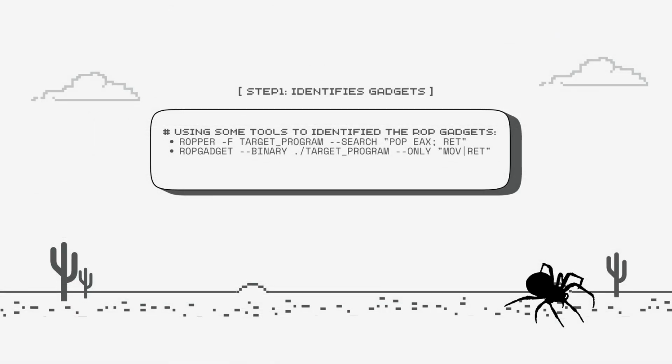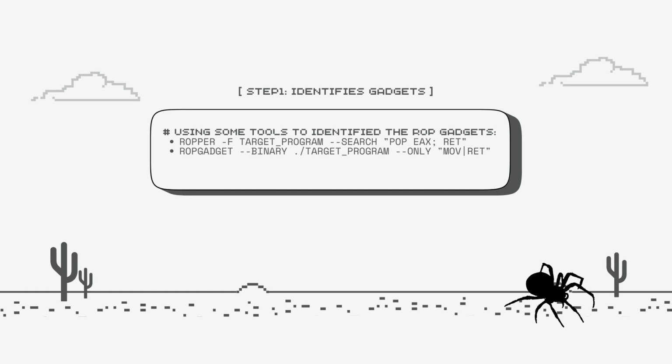So how do we actually find these gadgets? We use specialized tools. Two popular tools are ROPR and ROP Gadget. Let me show you example commands. ROPR, -f target_program, --search, pop x; ret. This searches for a specific gadget pattern. ROP Gadget, --binary /target_program, --only "mov|ret". This finds all gadgets containing MOV instructions followed by ret.